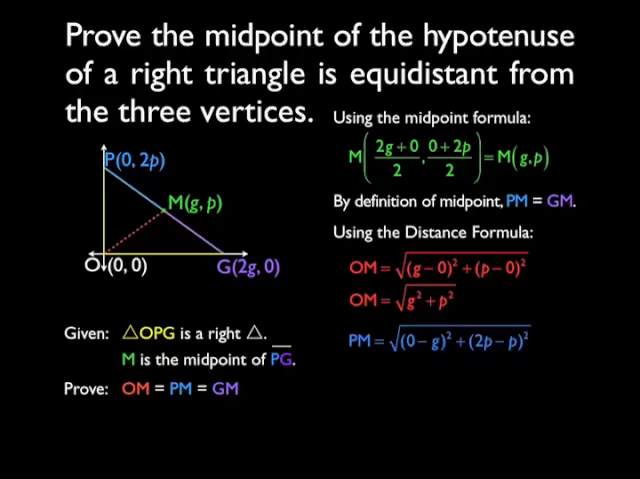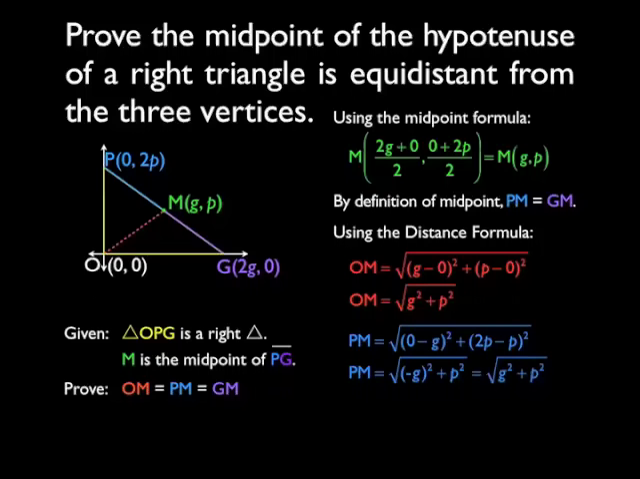Let's find the distance from P to M. Again, we'll take the x-coordinates, subtract them, square that. Take the y-coordinates, subtract them, square that. That tells us that we need to square the opposite of g, and we need to square p, add them together, take the square root. But wait a minute, with the opposite of g, if you square a negative number, you get something that's positive. So therefore, when you square the opposite of g, that's the same thing as squaring g.